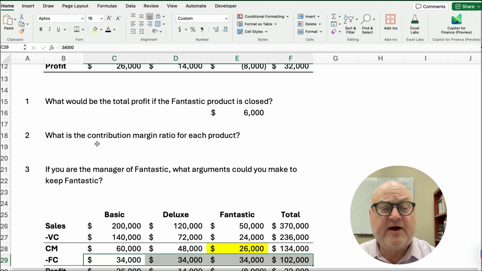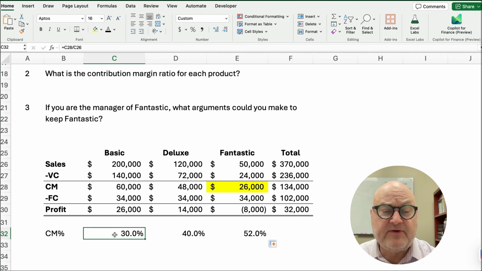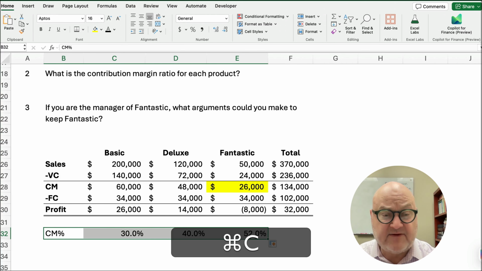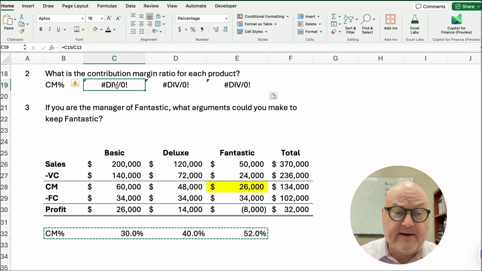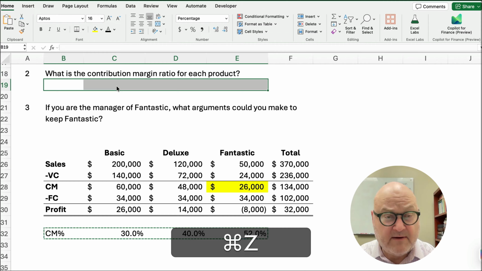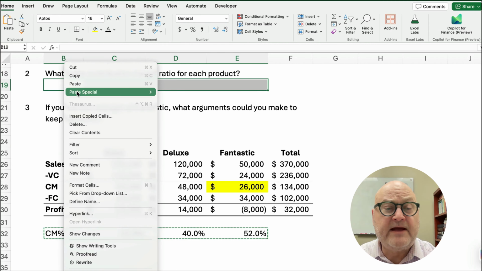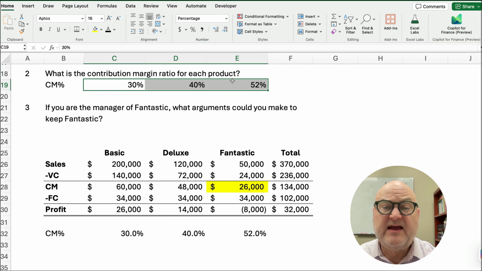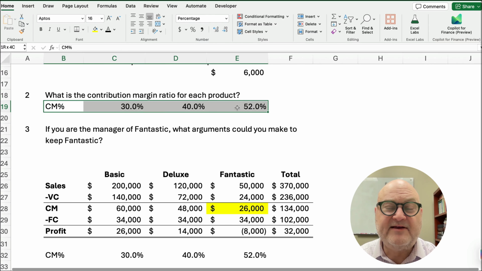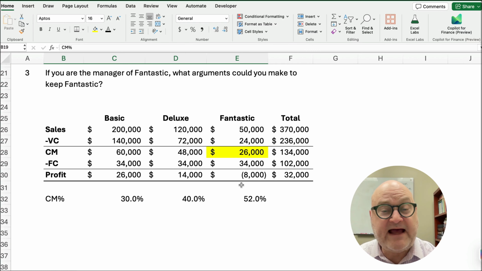All right, so what is the contribution margin ratio for each product? It's 30%, it's 40%, and it's 52%. Let me drop it in here so we know we've answered those questions. In fact, let me do it this way. I'll go back and put parentheses, percentages here. So this is for each division. So in some ways, fantastic is our most profitable per dollar, right? 52%. So this leads us to question number 3.